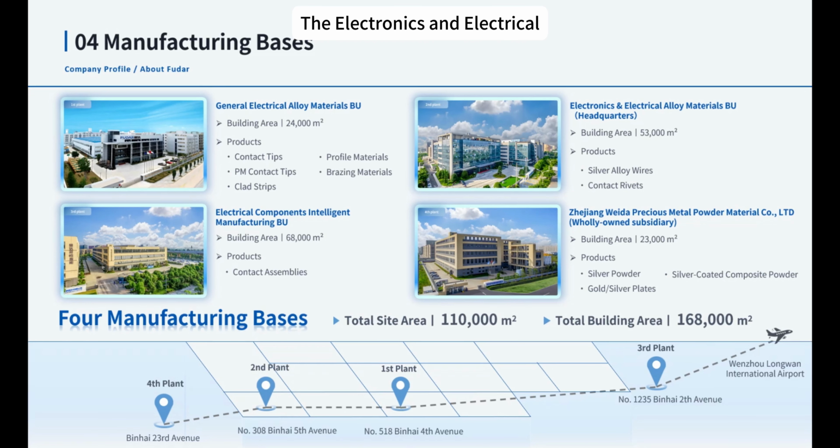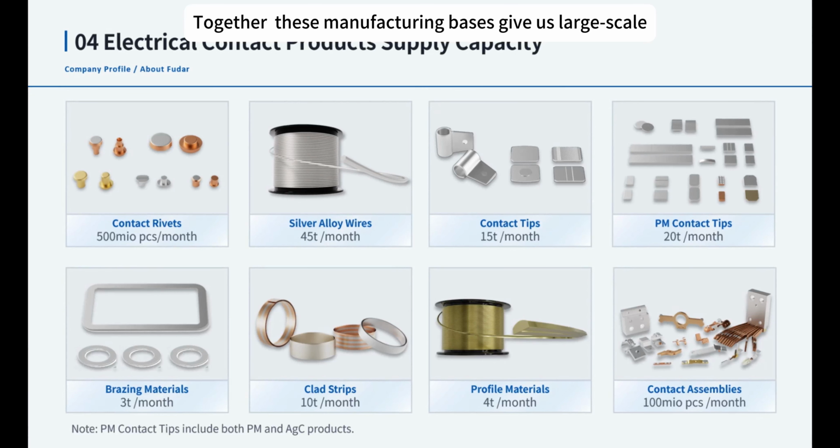The Electronics and Electrical Alloy Materials Business Unit, which is also home to our headquarters, mainly produces silver alloy wire and contact rivets. Our Electrical Components Intelligent Manufacturing Business Unit focuses on contact assemblies. The fourth base, Zhejiang Weijia Precious Metal Powder Material Corporate Limited, is a wholly owned subsidiary that produces silver powder, silver plate, and silver-coated composite powders. Together, these manufacturing bases give us large-scale production capacity across a wide range of electrical contact materials and assemblies.